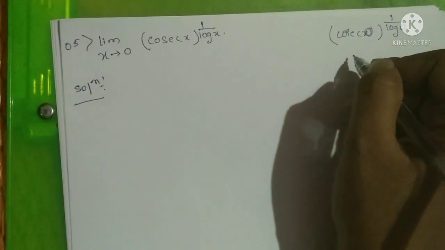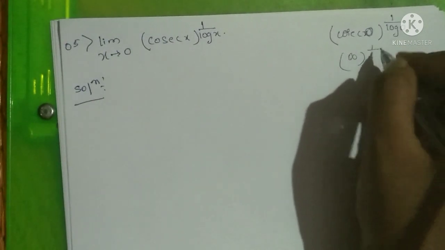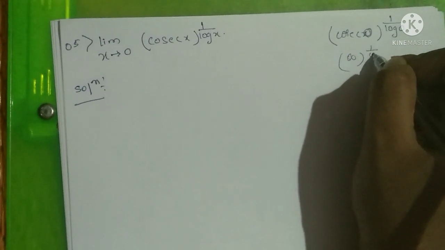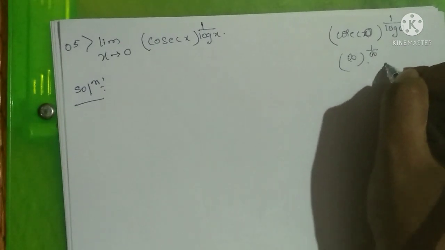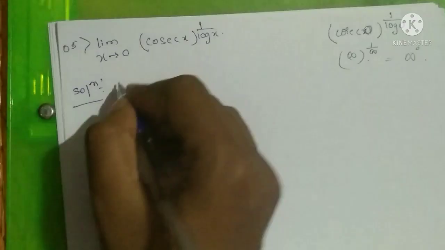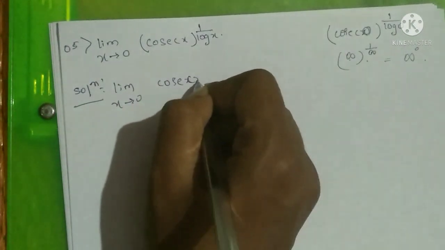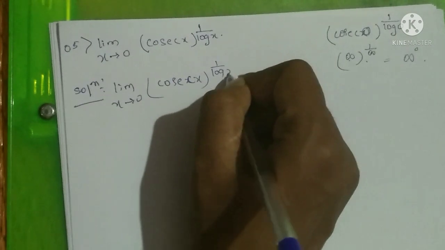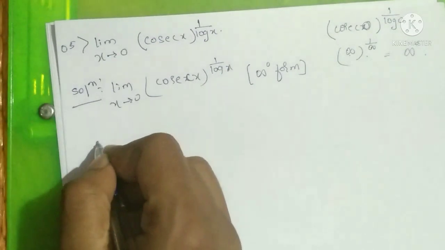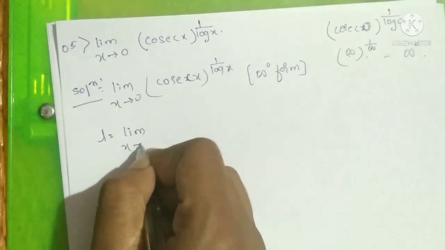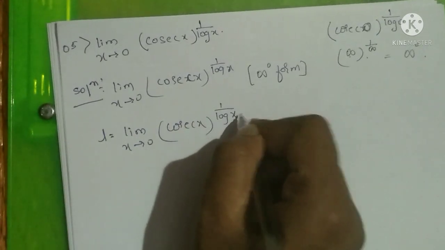Here cosecant 0 is infinity, and log 0 is infinity, so 1 by log 0 is 1 by infinity, which is 0. This equals the infinity to the power of 0 form. Hence, limit x tends to 0, (cosecant x) whole to the power of 1 divided by log x is in the infinity to the power of 0 form. Then we have to equate the given term to L.